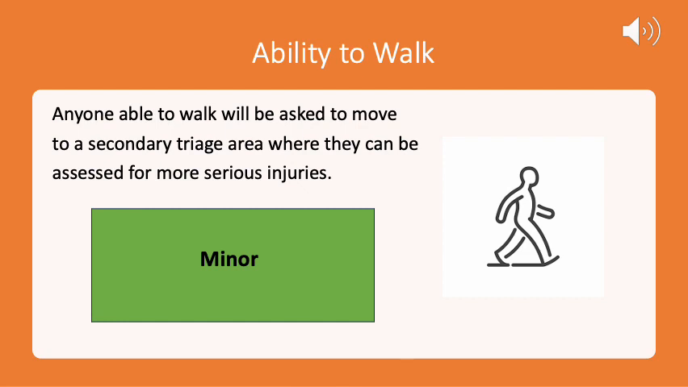The first part of the flow sheet asks you if the patient is able to walk. Anyone able to walk is going to be asked to move to a secondary triage where they can be assessed for more serious injuries. These patients are always labeled with green tags and are considered minor.